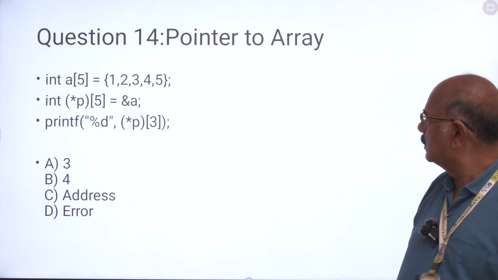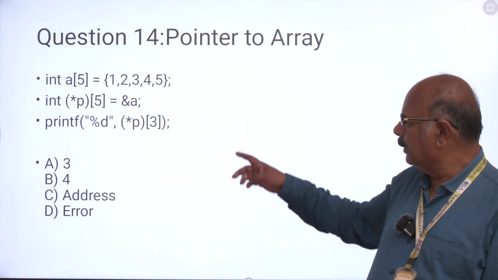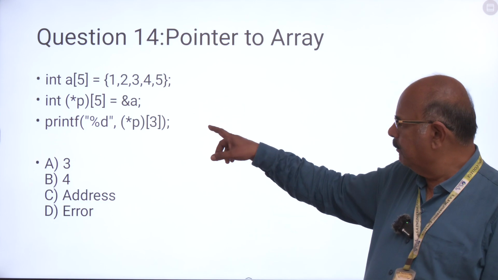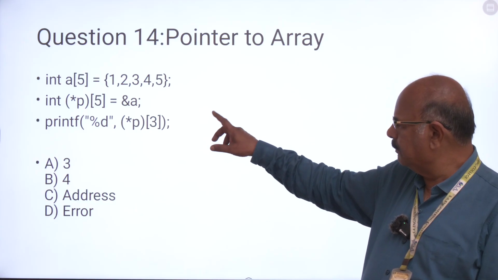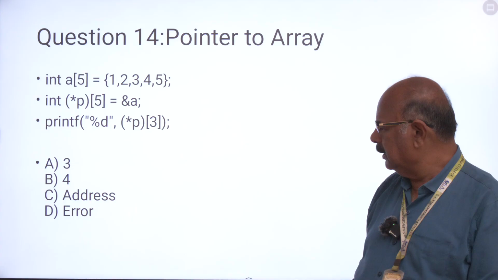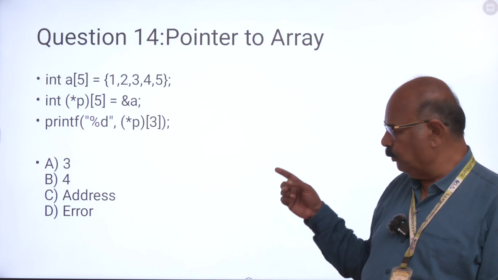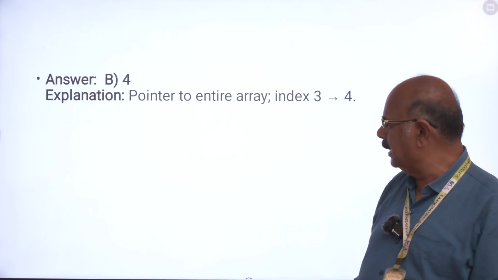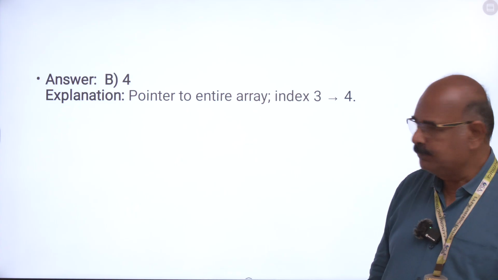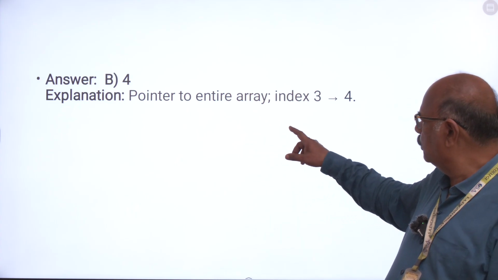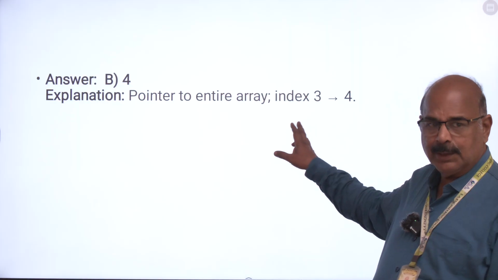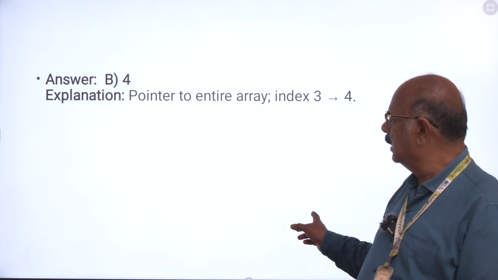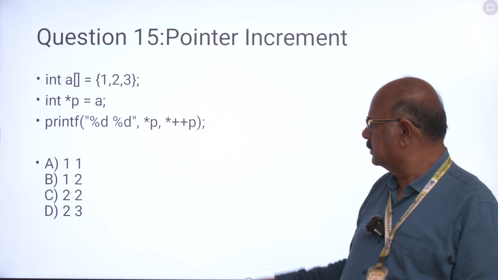Next, question number 14, pointer to array. Whenever we speak about the integer array a, we are taking 1, 2, 3, 4, 5, and p pointing to a, whatever value the pointer shows here. Four options have been given: 3, 4, address and error. What will be the value coming here? Let us see. Explanation: the answer is b, which is 4. The pointer to the entire array, index 3, will show 4. So that will be the value for this question.